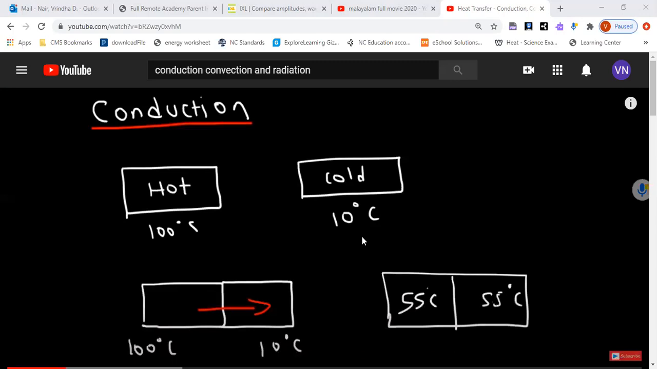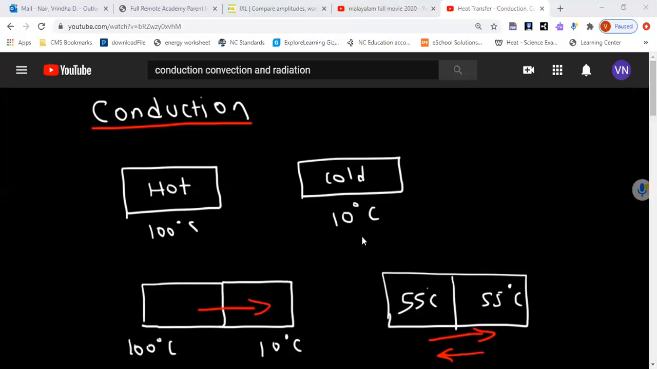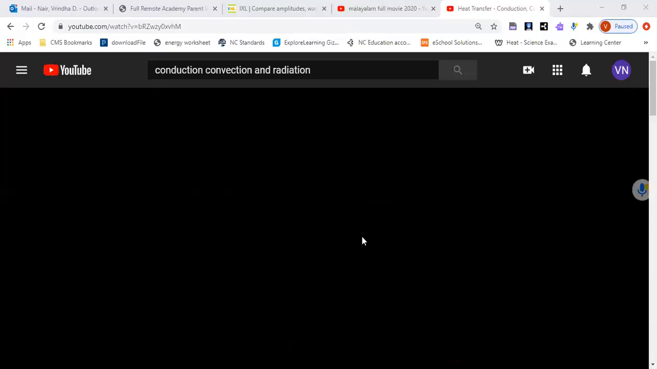Conduction is always by touch. When you touch something and the heat is transferring from one part to the other, that is conduction. Like when you put a metal spoon into a coffee mug, and eventually the spoon also becomes hot. How does it happen? It happens because the heat is transferring from the coffee mug to the spoon. I hope that is clear.